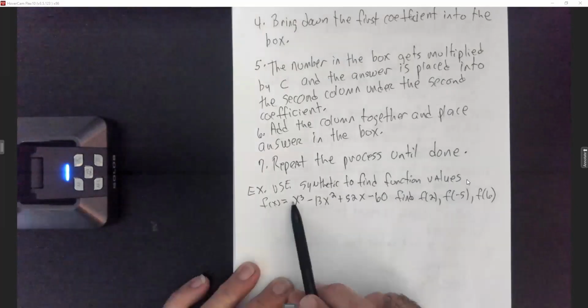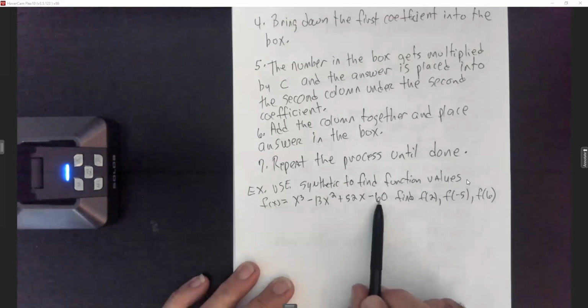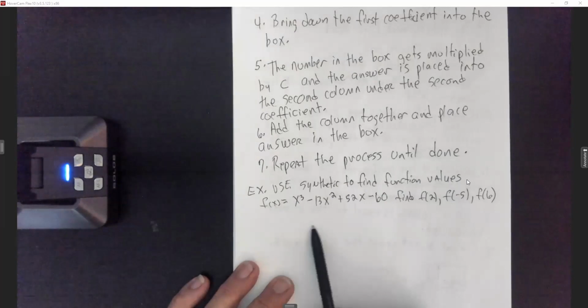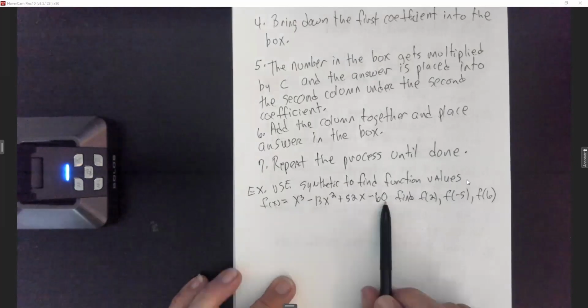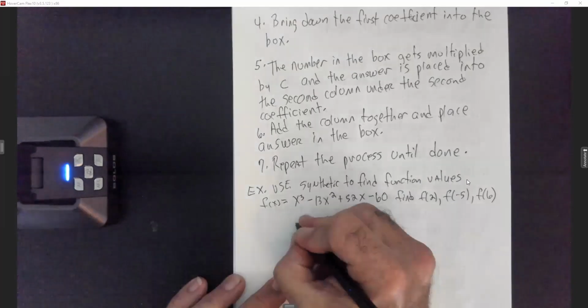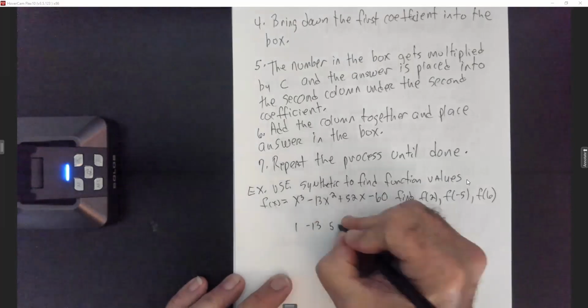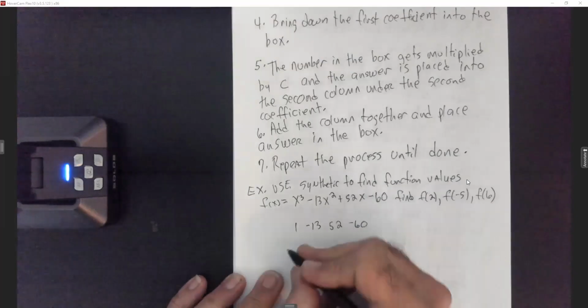My coefficients are 1, negative 13, 52, negative 60. You're always going to have one more coefficient than the degree. So since this is degree 3, we need 4 numbers. So we come down, we write our 1, negative 13, 52, and negative 60. I'm going to draw my box under that.